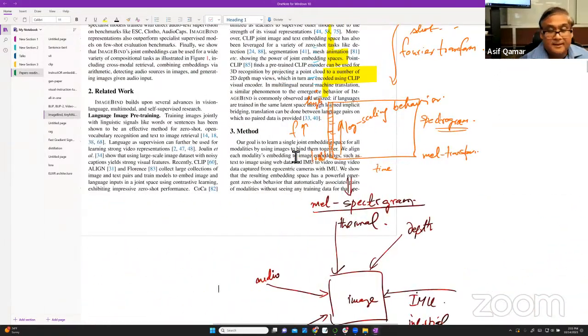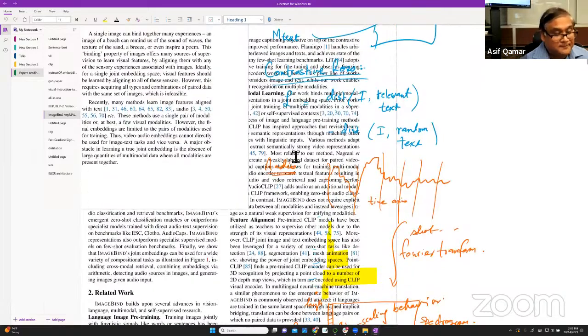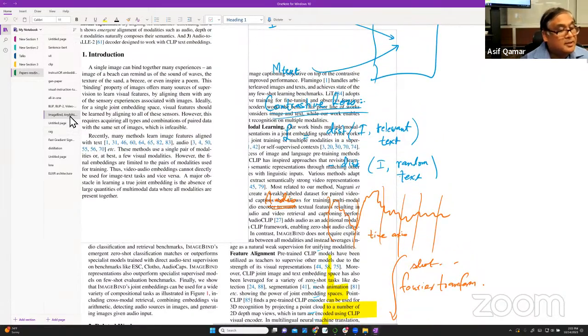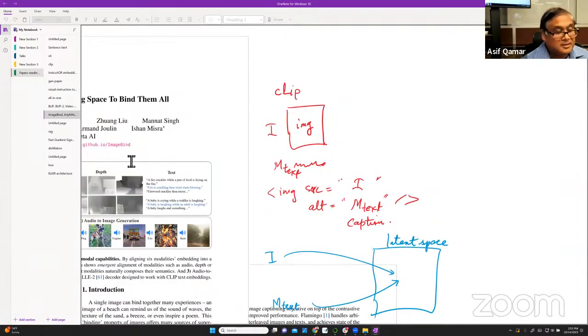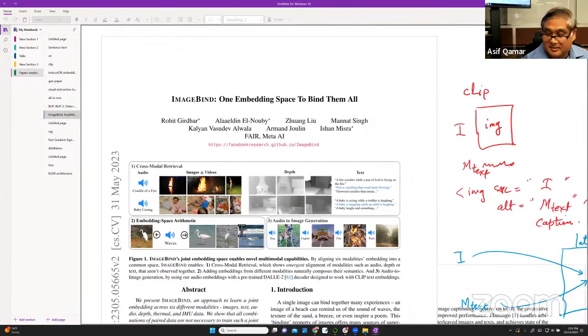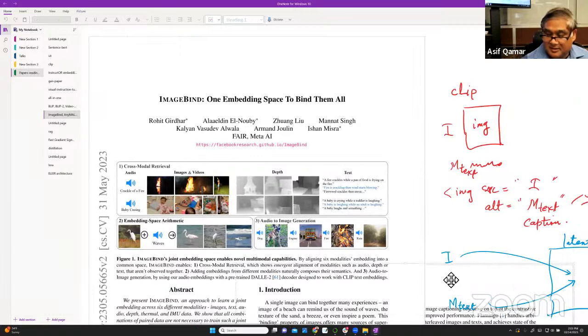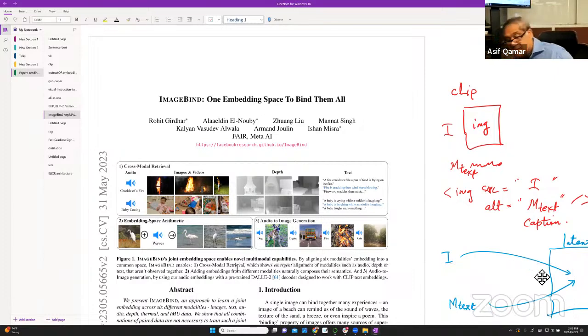Yes, much better. So now let's read this paper. ImageBind. Why am I getting two copies of the paper? I have no idea. We'll ignore the second copy. Okay, so let's read this paper.